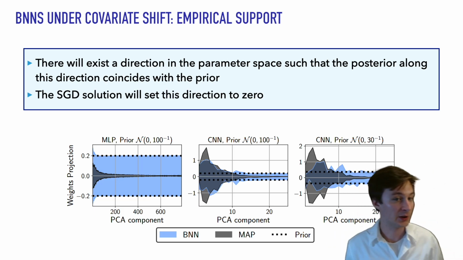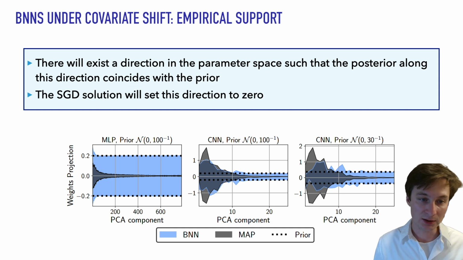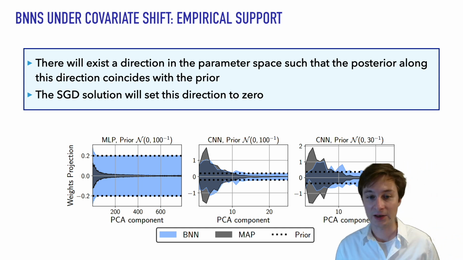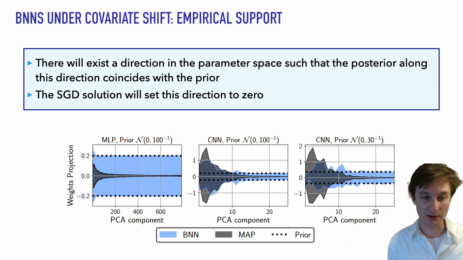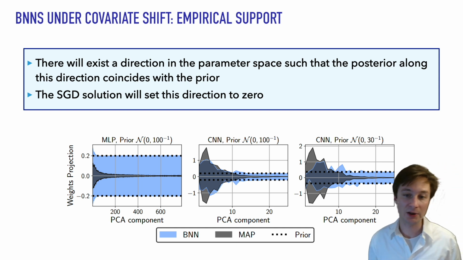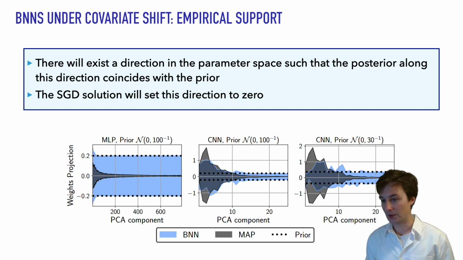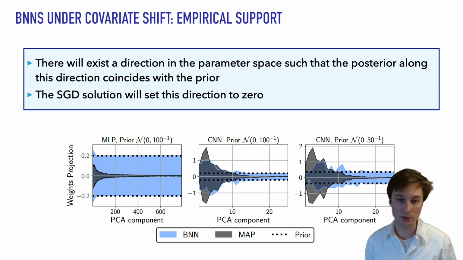And we can also empirically see that indeed, if we consider the directions of high variability in the data, so the first few PCA components, then both SGD and the Bayesian neural network have similarly high variance in the weights, so a similarly high magnitude of the weights.